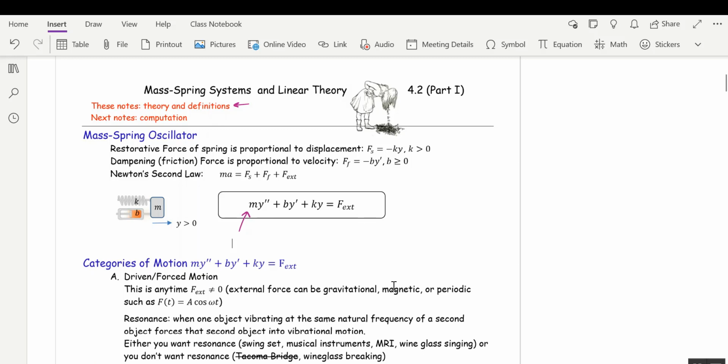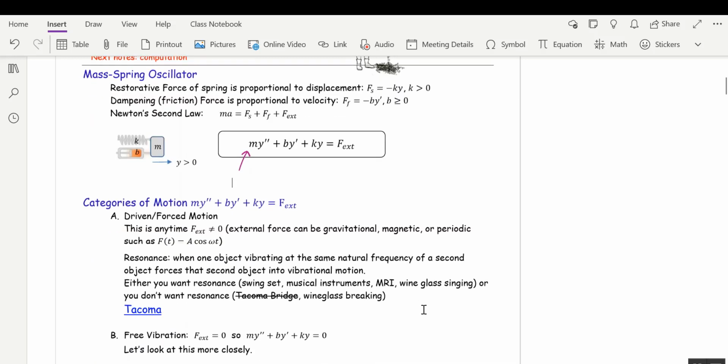So let's talk about the categories of motion. There are two types: free vibration, which we're going to look at more closely in a minute, and then forced motion. Forced is any time F external is not zero. And resonance is when the waves are reinforcing each other. And so sometimes you'll want resonance and sometimes you won't. When you're pushing a child on a swing, you want resonance because you want to push at that exact moment that you're going to give the child the most boost, right? If you push at the wrong moment, they're just going to fall right off the swing.